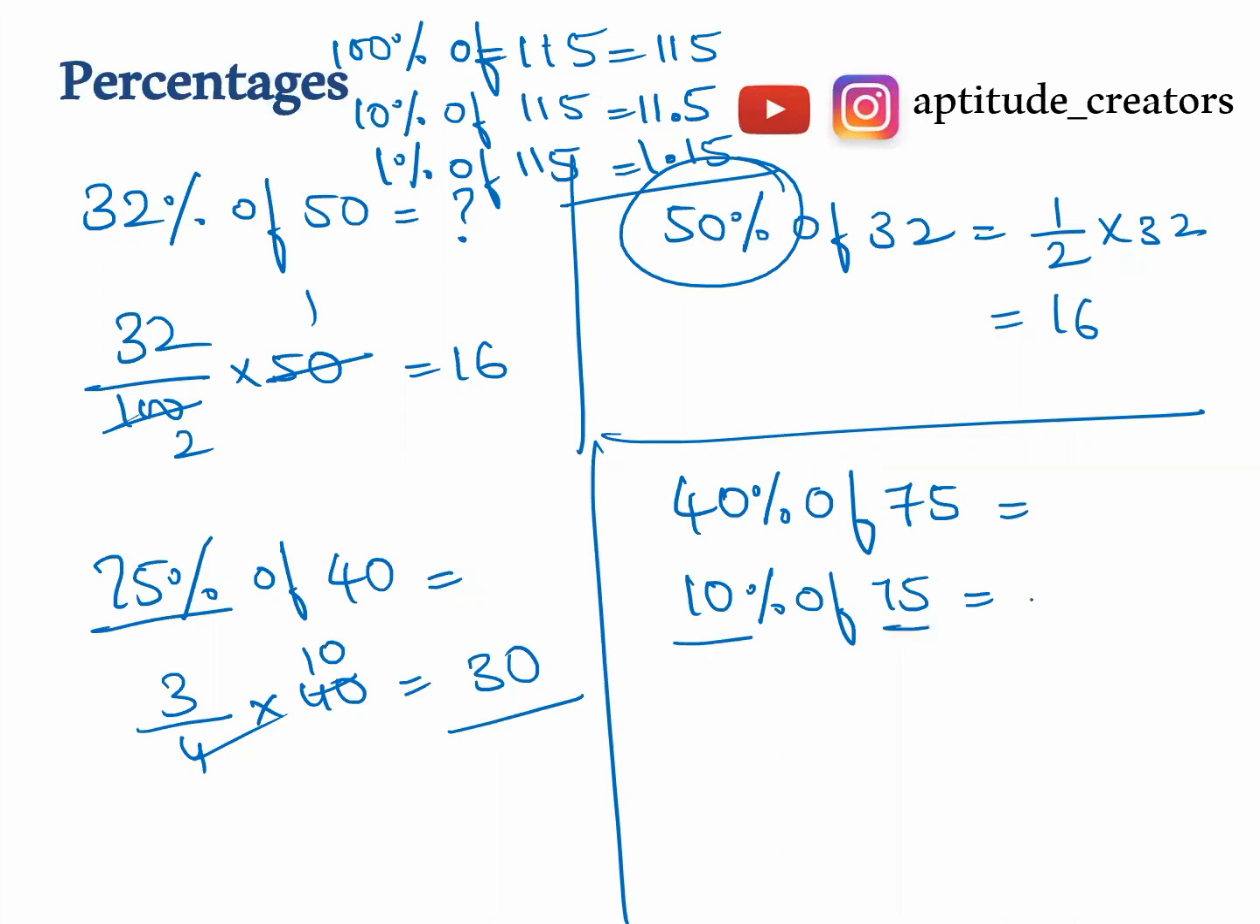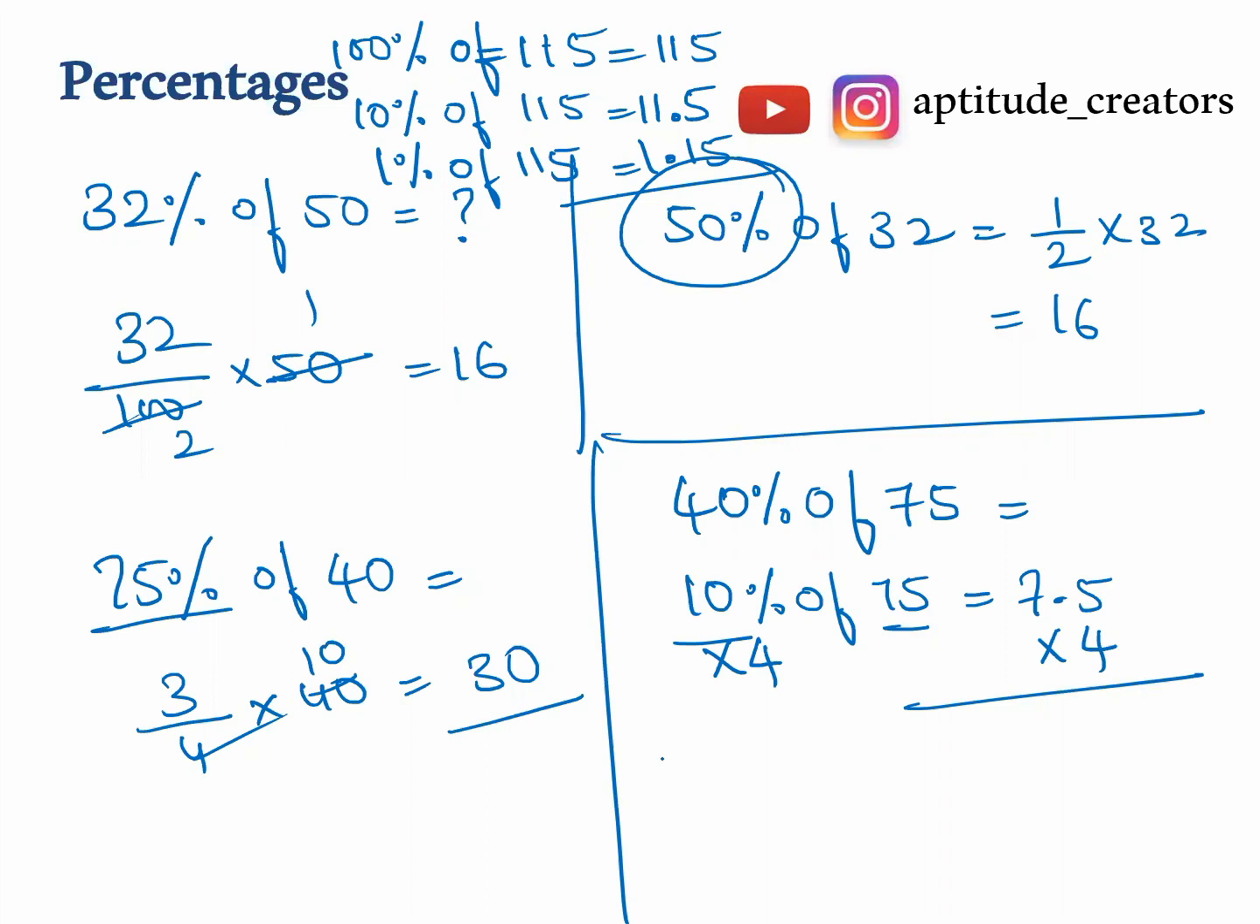Now here, 10% of 75 is 7.5. What about 40%? What you have to do is multiply by 4. Now what is 75 into 4? Is it 30? 300. 5 into 4. 30.0, we can say 300. Correct. 75 into 4 gives the result as 300.